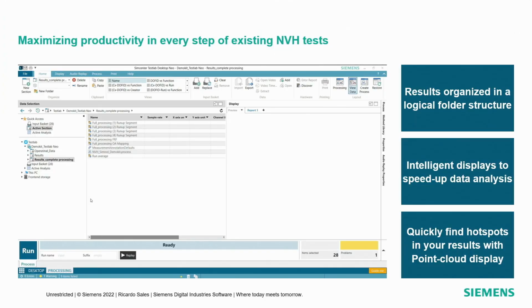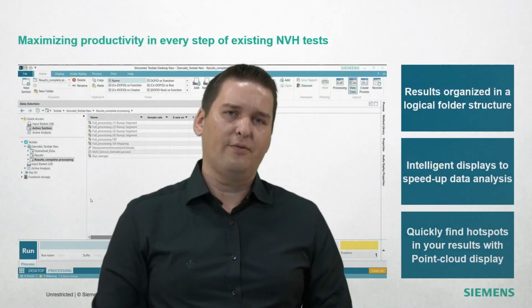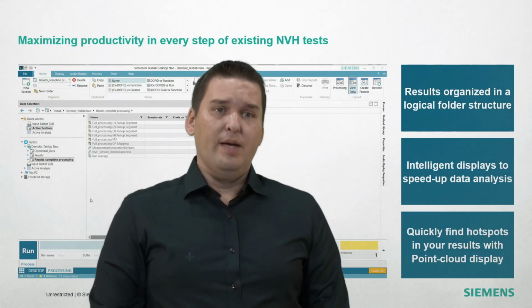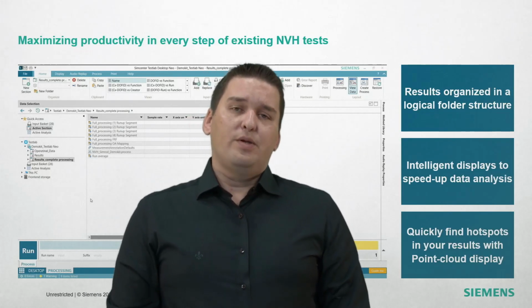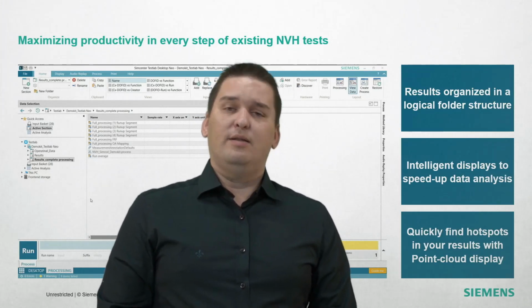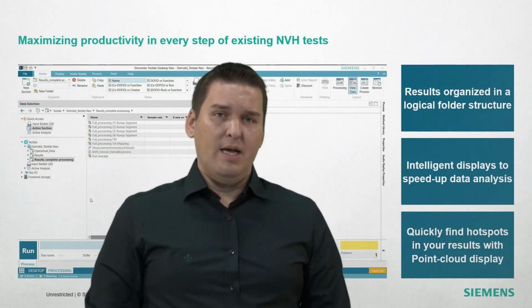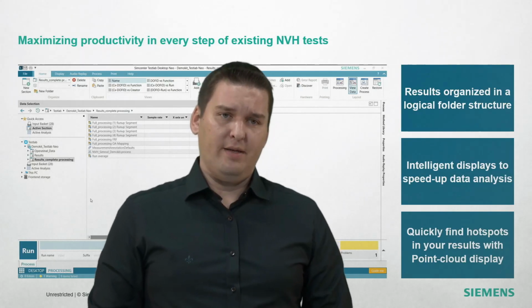So in the second part, you saw how the results are really organized in folders that are really easy to find inside the software, and also the intelligent displays that we have in place. So it's very important to make sure that all the analysis is done correctly, that these displays are automatically created, and all the data is visualized in the best quality way. Also, with the point cloud display, we saw how it's easy to find hotspots in your data, and for a big amount of data, this is important because you only focus where the data is problematic. Let's say for the NVH, and it's an easy tool to find these hotspots.